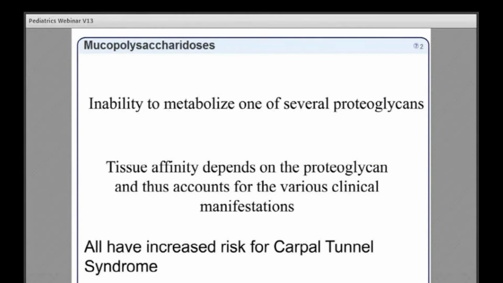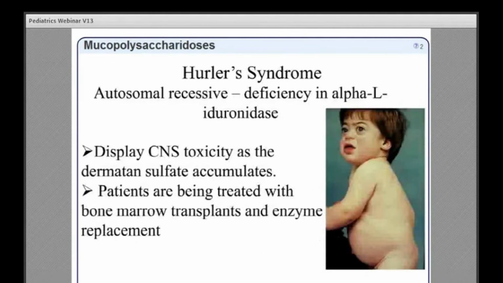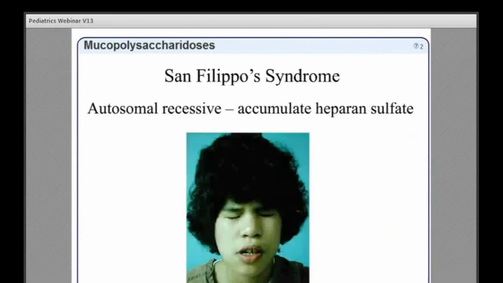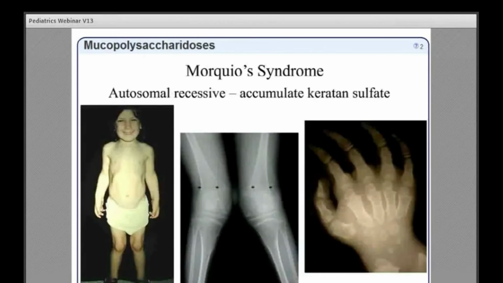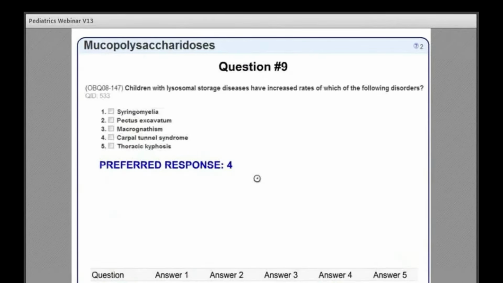Essentially what you need to know in any mucopolysaccharidosis is that it's a storage disorder. So therefore they're going to have lots of whatever the byproduct is that needs to be stored throughout the body. The tissue affinity depends on the proteoglycan and thus accounts for the variable clinical manifestations. All of these patients have increased risk for carpal tunnel syndrome because of these storage issues. Hurler syndrome leads to dermatan sulfate accumulation, Sanfilippo's heparan sulfate accumulation, and Morquio's keratan sulfate accumulation.